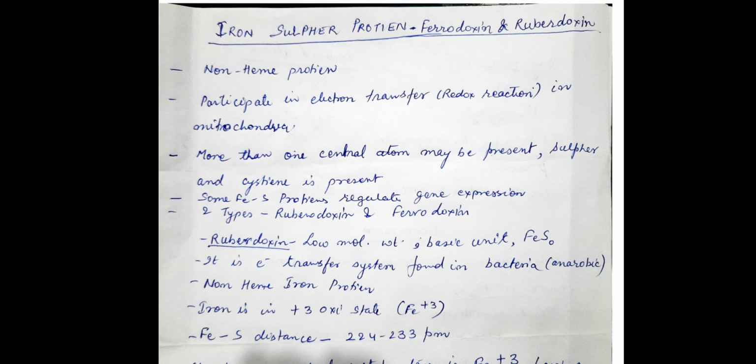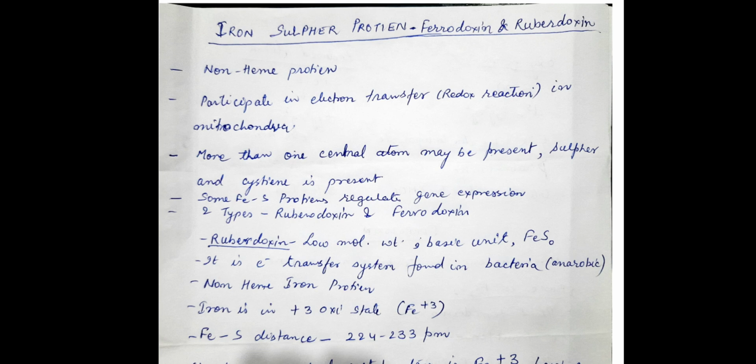More than one central atom may be present. What is the central atom? The central atom is iron. So more than one iron atom is present in any type of protein. Sulfur and cysteine are also present. Next, some iron-sulfur proteins regulate gene expression. This is just the function of ferredoxin, rubredoxin and other iron-sulfur proteins. Now, two types of proteins are in focus, rubredoxin and ferredoxin.